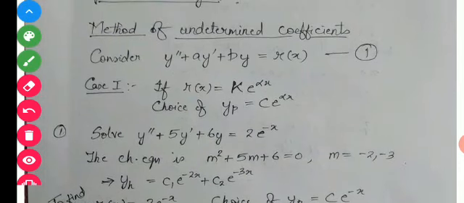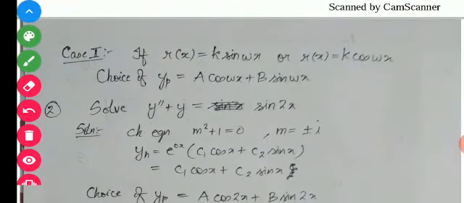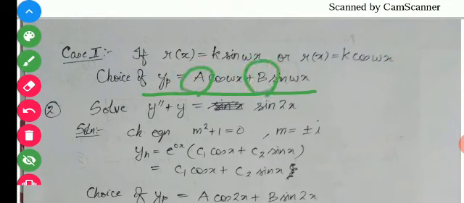equations of the form y double dash plus a into y dash plus b into y equal to r of x, where r of x is, say for example, k sine omega x or k cos omega x. In that case, the choice of your trial solution, that is choice of yp, should be a cos omega x plus b sine omega x. The next step is we are actually going to find yp dash, yp double dash. We are going to substitute in the given ordinary differential equation. We are going to equate the left hand side and the right hand side, and then we are going to find these constants a and b.